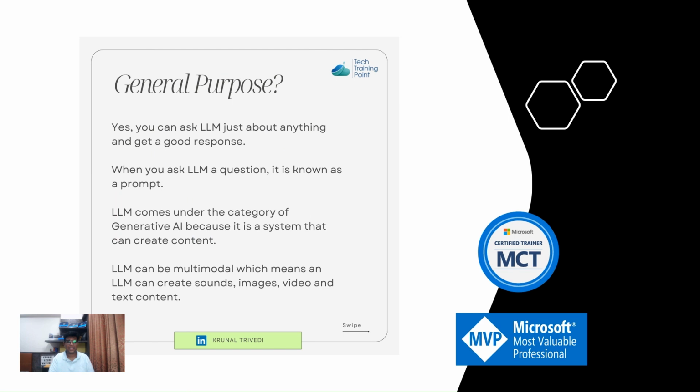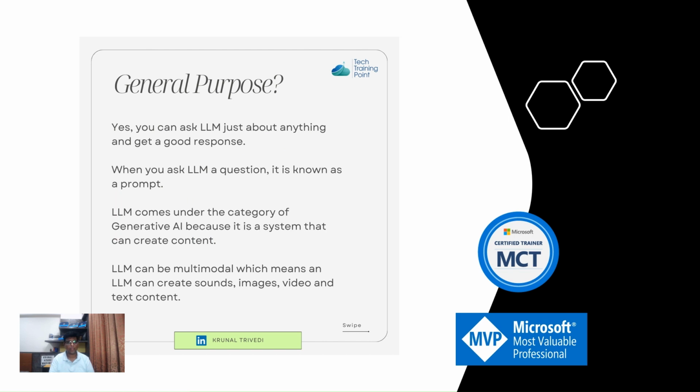You can ask an LLM just about anything and get a good response. When you ask an LLM a question, it is known as a prompt. LLM comes under the category of generative AI because it is a system that can create content. LLM can be multimodal, which means an LLM can create sound, images, videos, as well as text content for you.